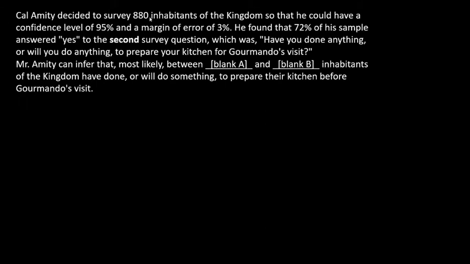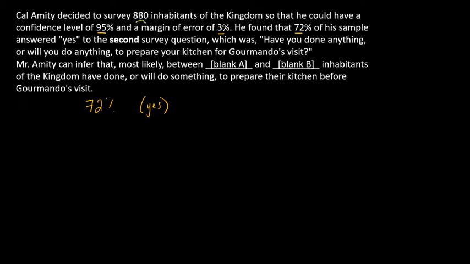Cal has decided to survey 880 inhabitants of the kingdom so that he could have a confidence level of 95% and a margin of error of 3%. He found that 72% of his sample answered yes, and that's important. So 72% answered yes to the question. So Mr. Amity can infer that most likely between blank and blank inhabitants of the kingdom have done or will do something to prepare their kitchen before Gormando's visit.